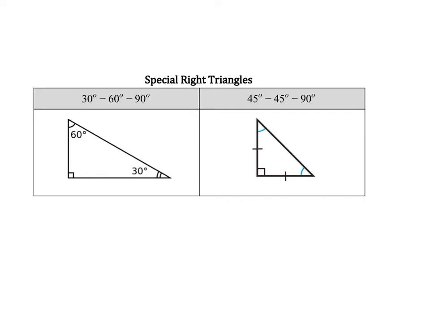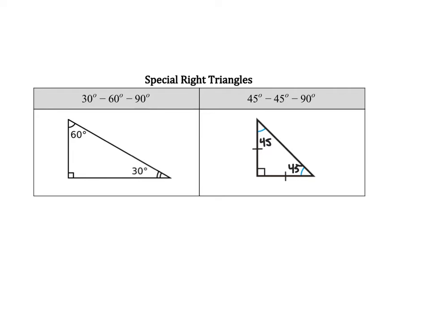Or you might see something like this. If you have a 90, and you know that these two sides are the same, that means that these two angles are the same, which means that both of them must equal 45. So when you see a triangle like this, all special right triangles will follow the same ratio between the sides.